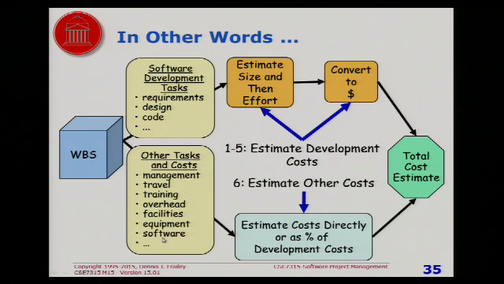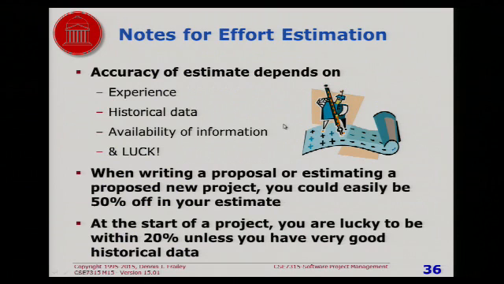so a lot of these costs will be estimated as a function of what your effort number is. That's why you do it this way. Now, let's talk about things that affect the accuracy of your estimate. Well, there's how much experience you have. There's how much data you have. There's how much information about the new project that you have. And then there's how much luck you have. And they all enter into the process.